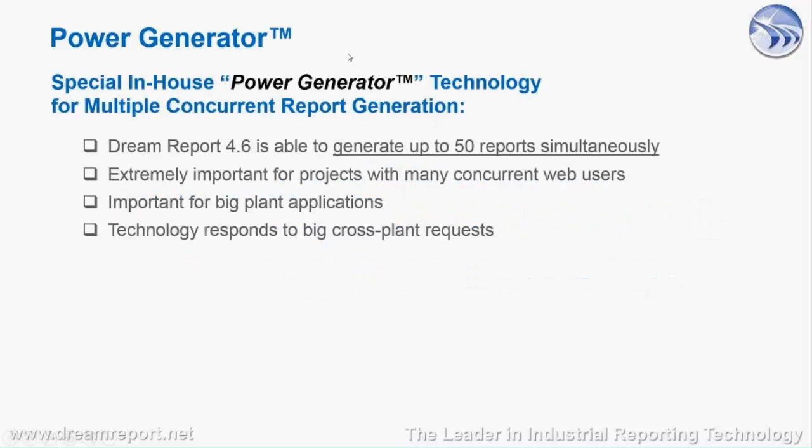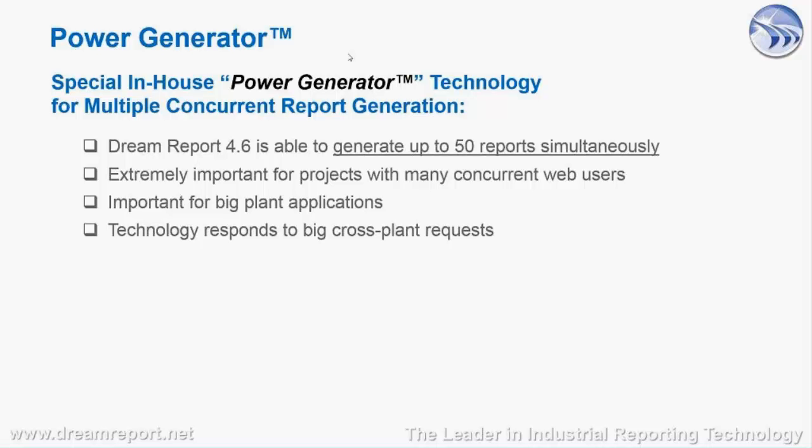The first is this in-house, what we call power-generated technology, which allows Dream Report to generate up to 50 reports simultaneously. Up until now, Dream Report typically queues up the reports and they get generated serially. So if a bunch of people are using Dream Report, the response is pretty good, but let's say there's one report which takes 10 minutes to run. There could be a wait.